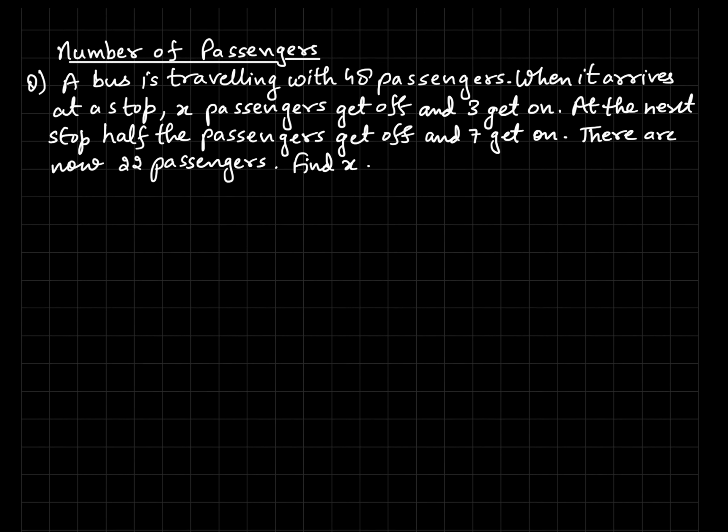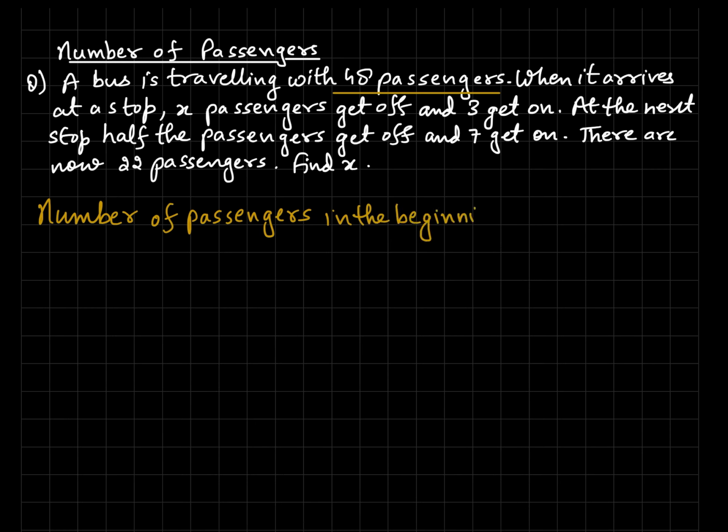Okay, now let us solve the next question. The next question is saying a bus is traveling with 48 passengers. So let us write. See, this is my habit when I solve a question: whenever I read one sentence, whatever information is given, I note it down. So number of passengers in the beginning is how much? 48. Fine.